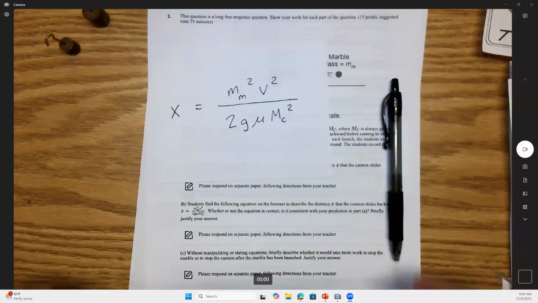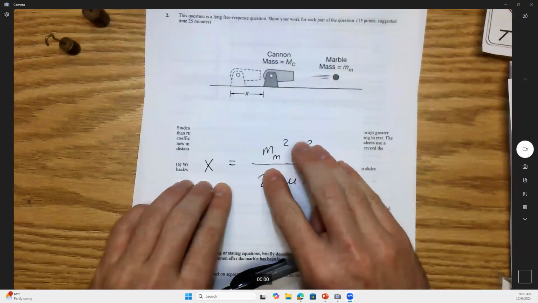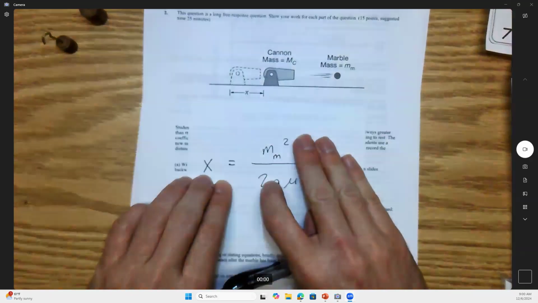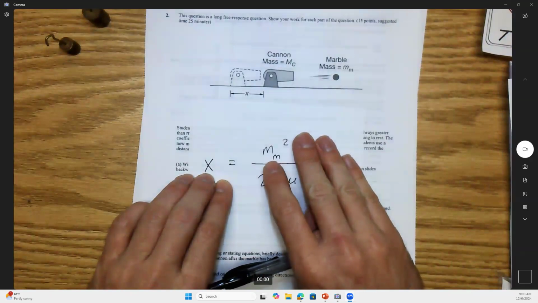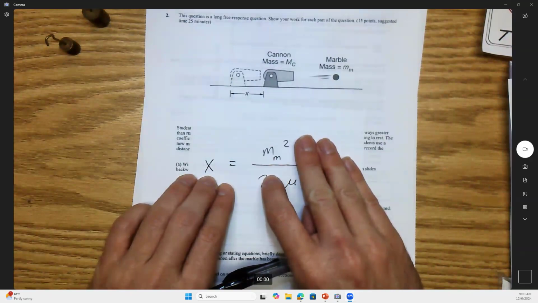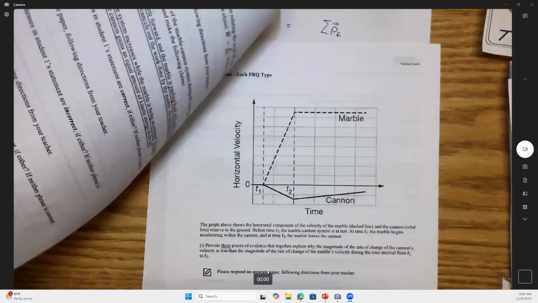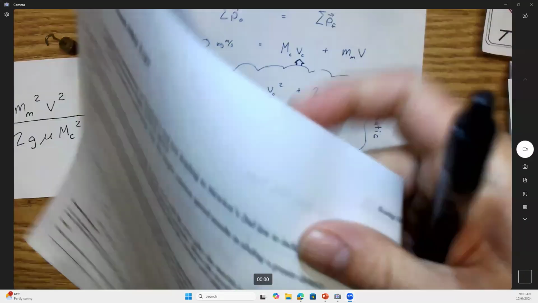Recording, resume. All right, so guys, I think you're looking at the relationship between these two here, right? Here's the mass of the marble, here's the sliding distance. According to this equation, if you triple the mass of the marble, what should happen to the sliding distance? Should be 9 times the distance, right? So how do they score part B?